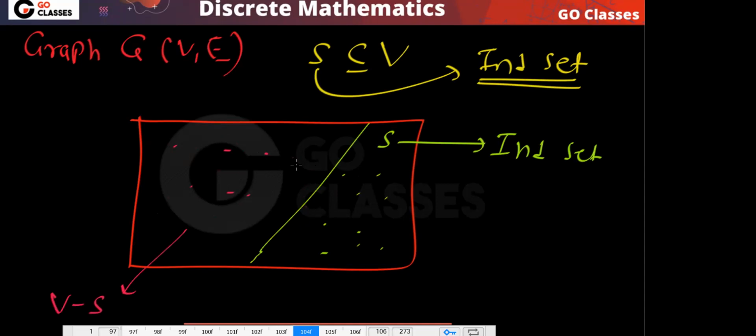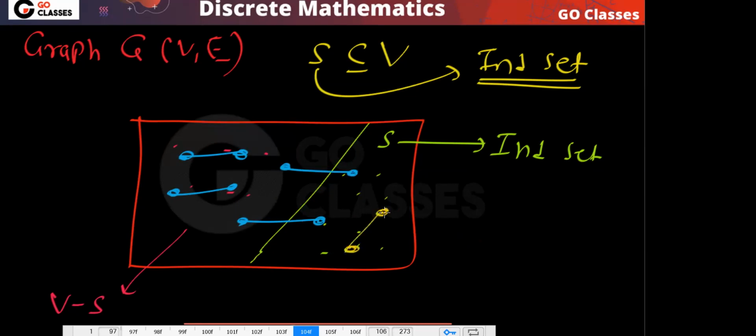Now tell me one thing. Do we have any edge here? These vertices are an independent set, so we don't have any edge here. So where are all the edges? Just ask this question. All the edges must be like this. Here you cannot have an edge. This edge is not possible.